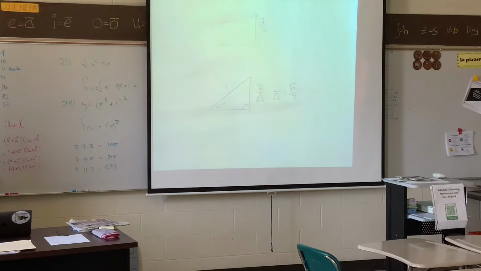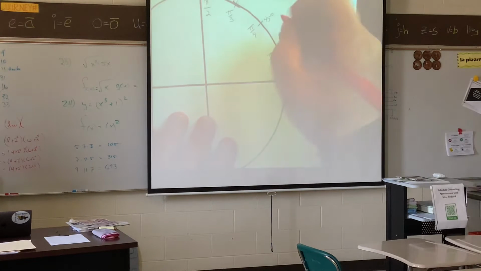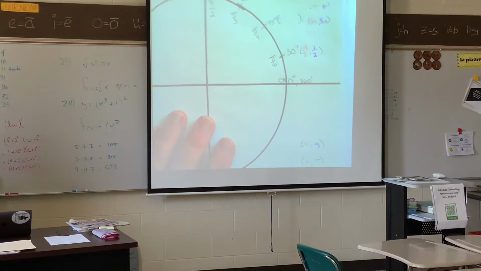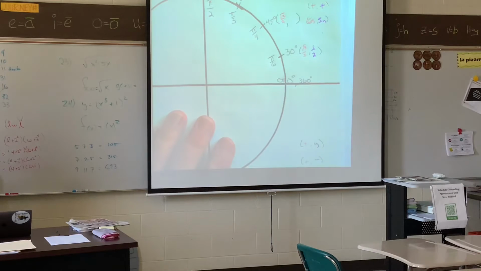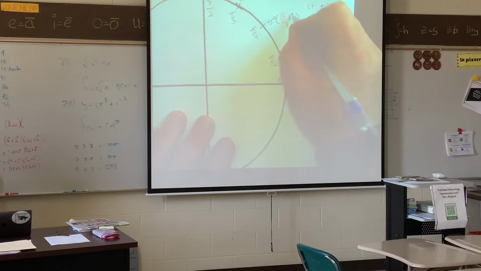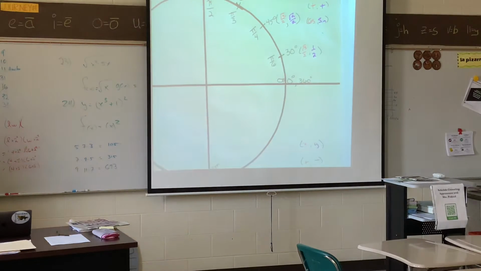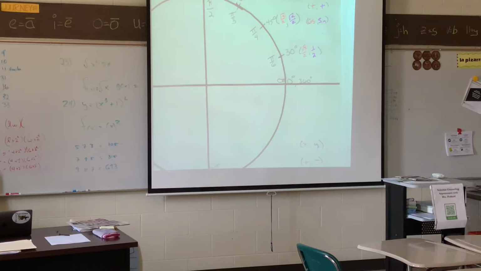So when I go to my unit circle right here, square root of 2 over 2, square root of 2 over 2. Carson, this should be the exact same because it's a 45-45-90 degree triangle. Perfect. Yes. I'm confused how you did the square root of 2 over 2.